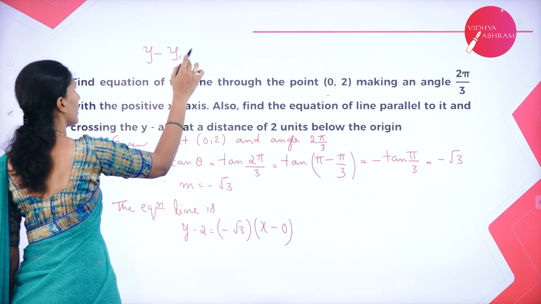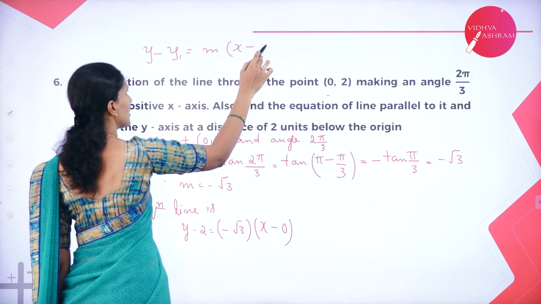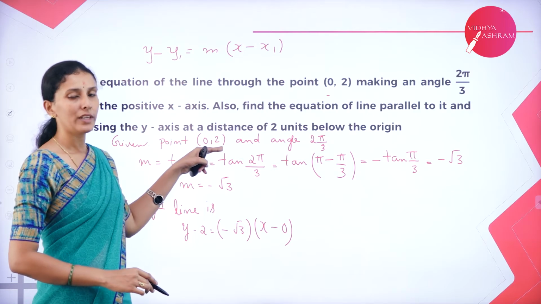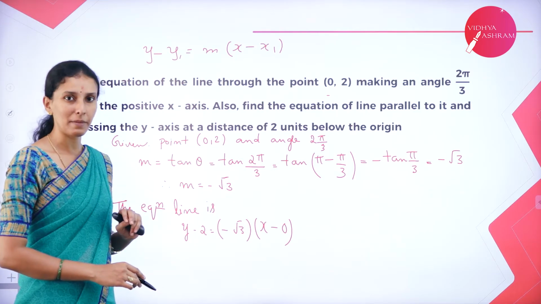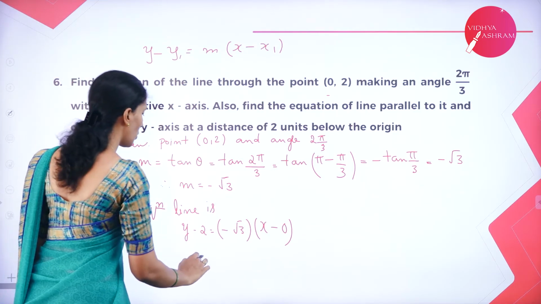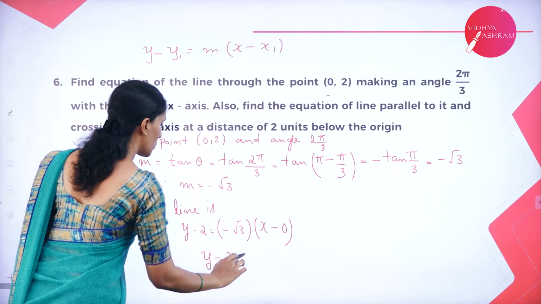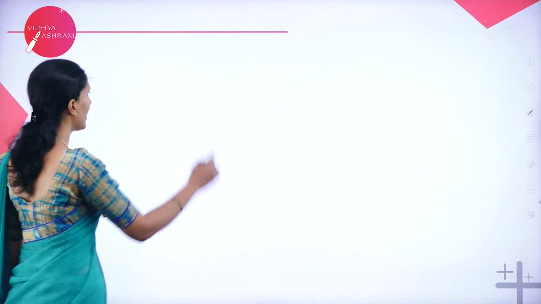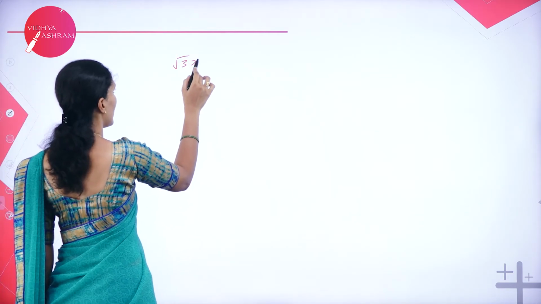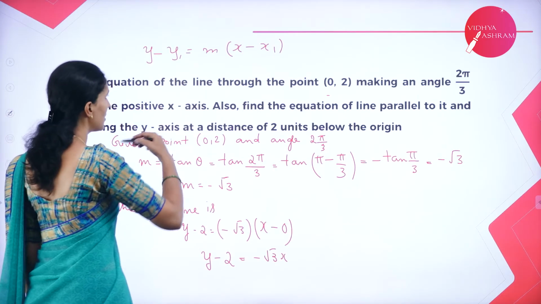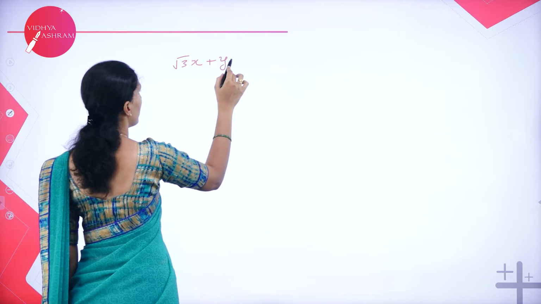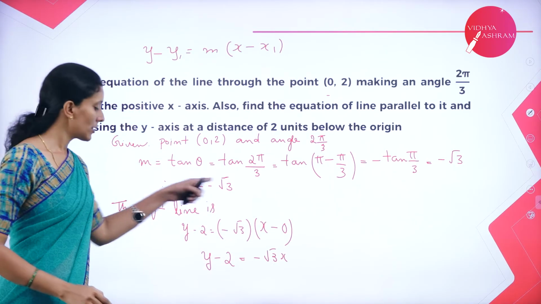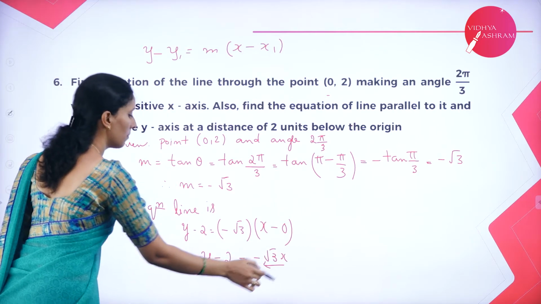So use this formula. Y minus y1 is equal to m into x minus x1, which is a point slope form. Substitute, take the given point as x1, y1 and slope as minus root 3. Substitute. So you will get y minus 2 is equal to minus root 3x, or we can write it as root 3x plus y minus 2 is equal to 0. So since minus root 3 shift here, it will become positive.